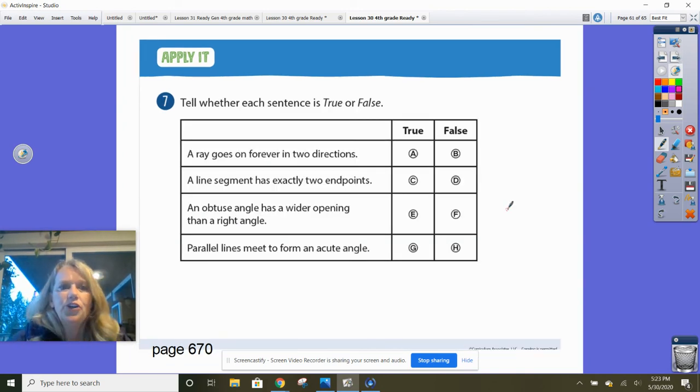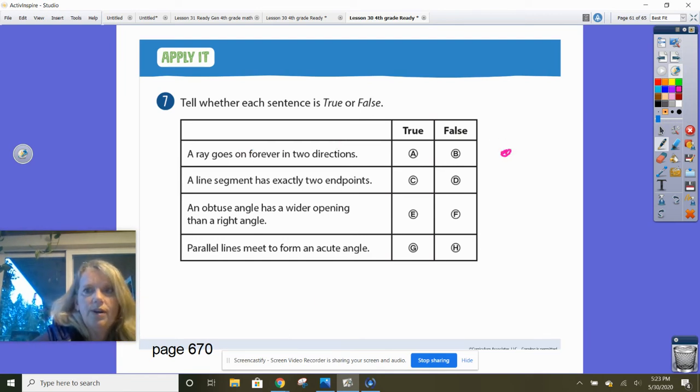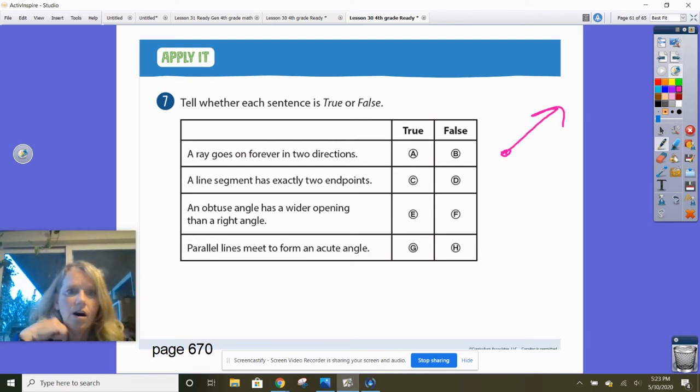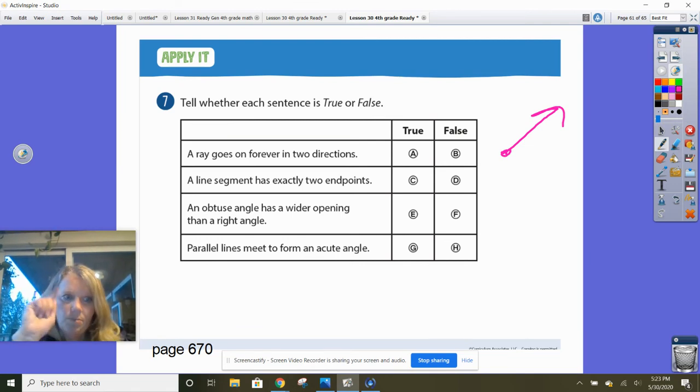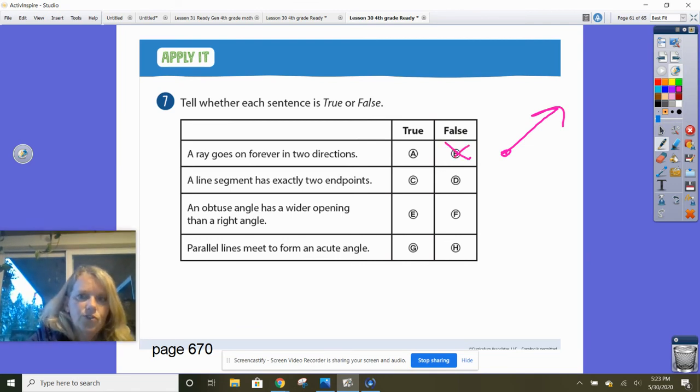Number 7 on page 670. Tell whether each sentence is true or false. A ray goes on forever in 2 directions. So we draw a little ray. Does that go on forever? Yes, but only one direction. So false.